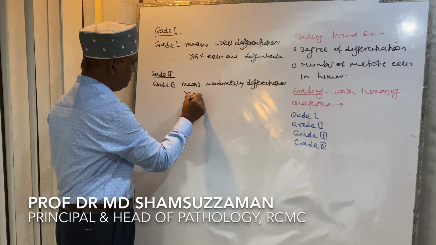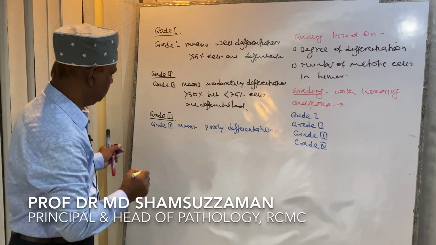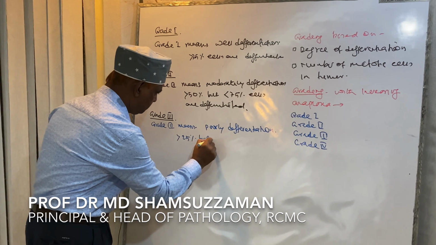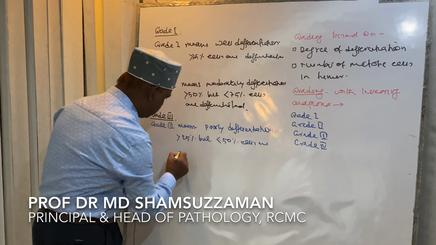Now, come to grade 3. Grade 3 means poorly differentiation, that is more than 25% cells, but less than 50% cells are differentiated.